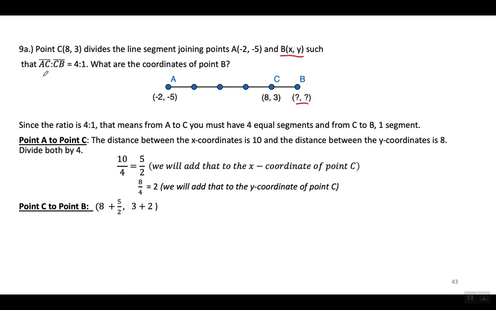All right, so point C divides the line segment joining points A and B such that the ratio of AC to CB is 4 to 1. What are the coordinates of point B?